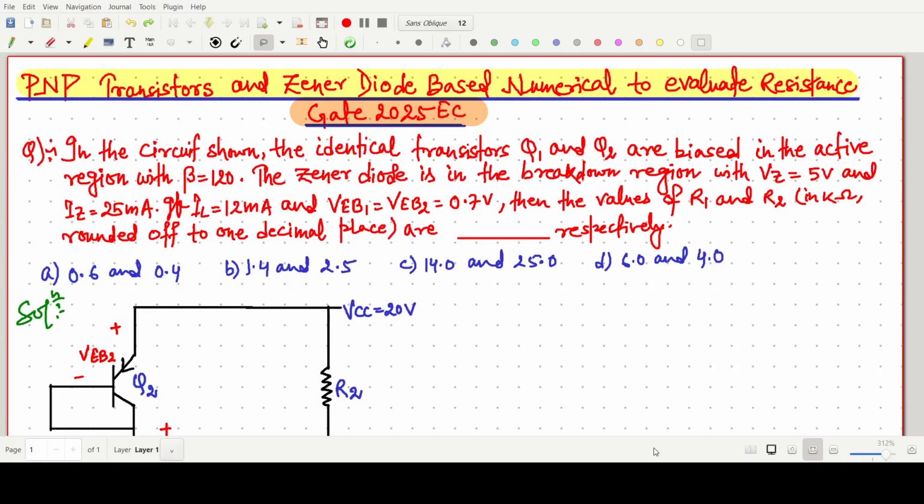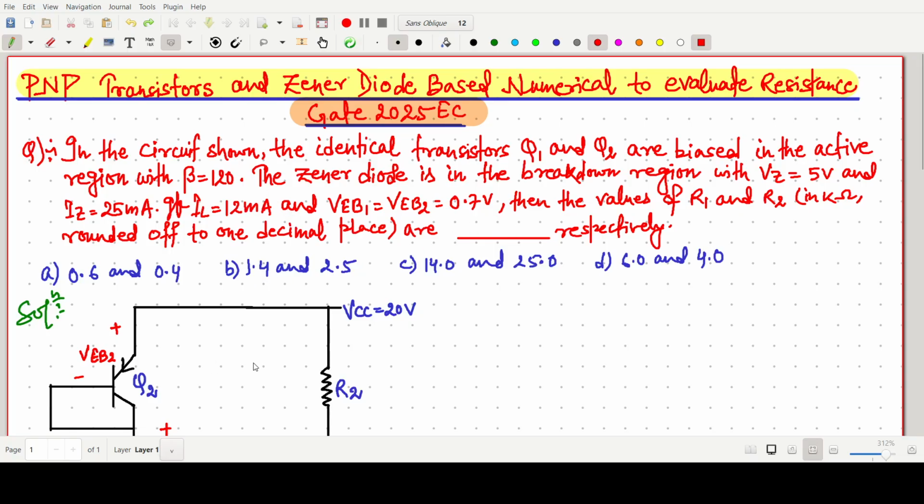Welcome everyone. In this video lecture, we will solve a GATE 2025 EC question, which is based on a PNP transistor and Zener diode, in which we have to find some resistance value. So the question is: in the circuit shown below, the identical transistors Q1 and Q2 are biased in the active region with beta value 120.